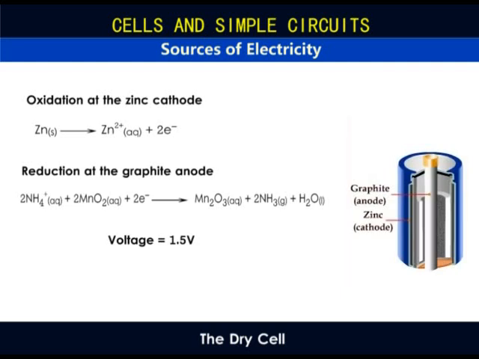The dry cell produces a voltage of 1.5 volts. However, local action is still a problem in this cell. The cell is not rechargeable.